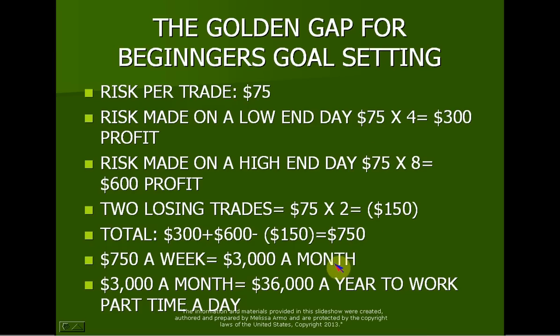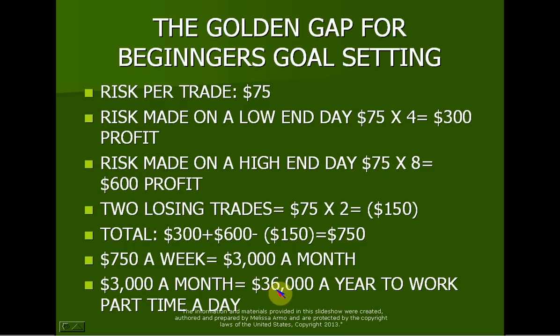$750 a week is $3,000 a month. $3,000 a month is $36,000 a year to work part-time, a few hours a day. Now, you may or may not be able to support yourself on $36,000 a year. However, to risk $75 and make an average of this is a very conservative outlay. You had two gains and two losses, which is only a 50% win-loss ratio. This is very, very conservative. Two trades worked and two failed, and you still could make 36 grand a year working part-time.